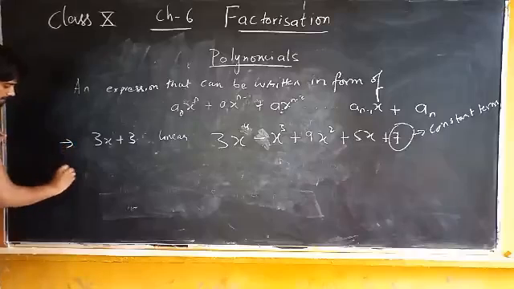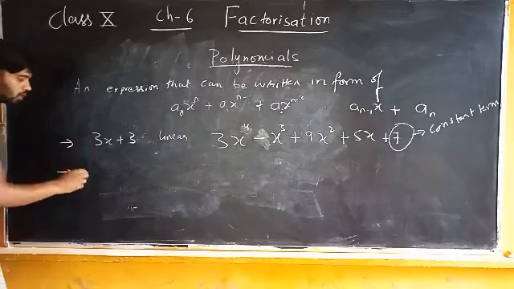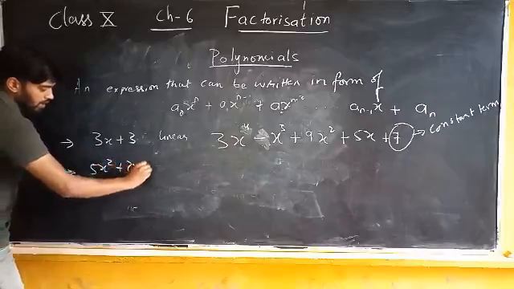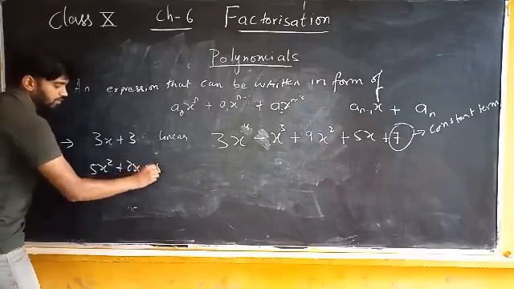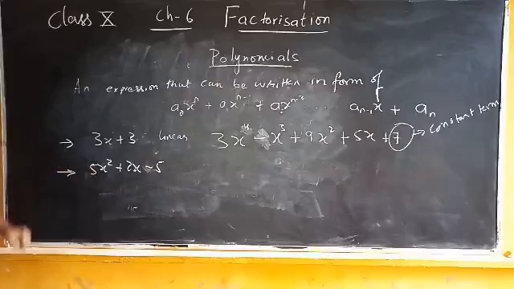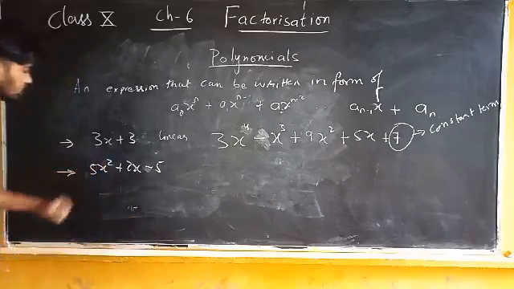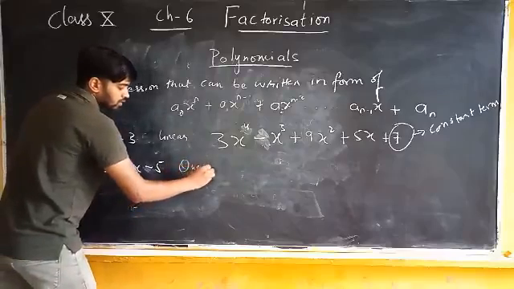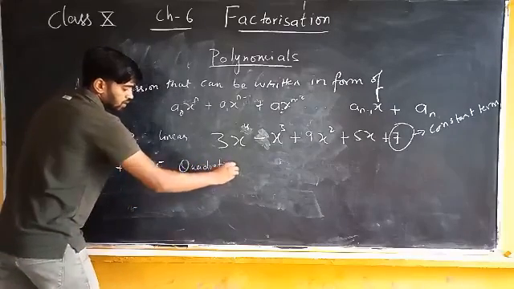Okay, second one. For the second one, I have 5x square plus 2x minus 5. What is the highest power you see over here? The highest power I see over here is 2. So this is called a quadratic polynomial.